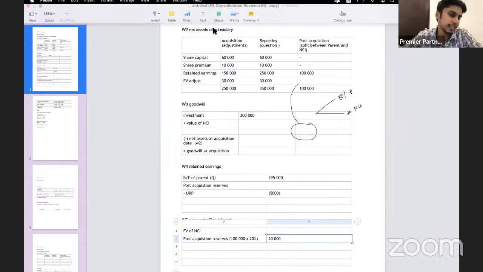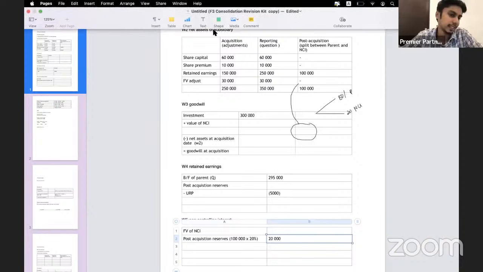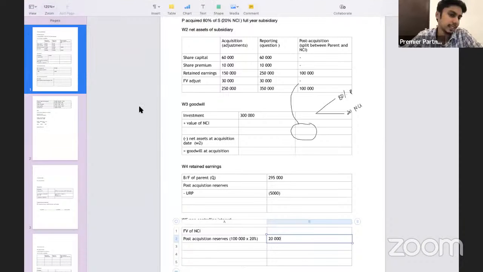Therefore, guys, the working here, inside this 100,000, you will do the post-acquisition reserve working. So guys, once again, total this.